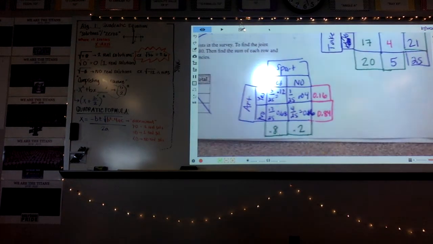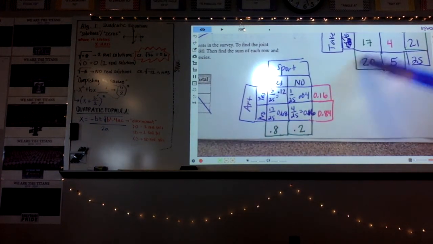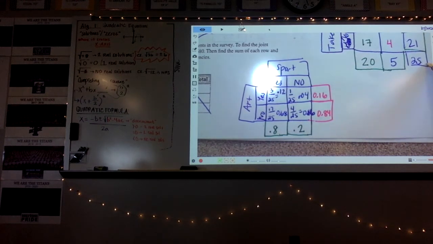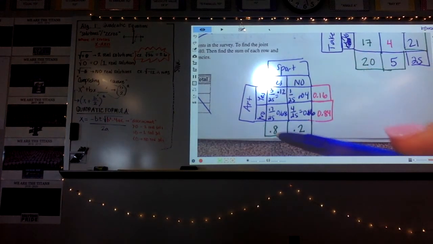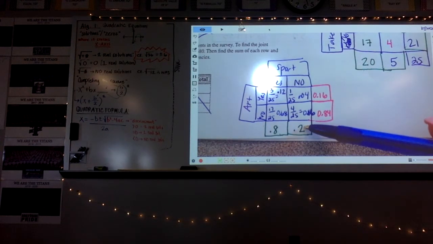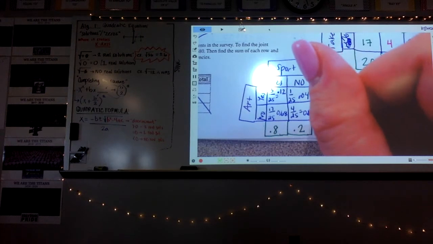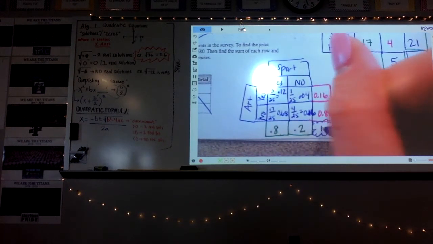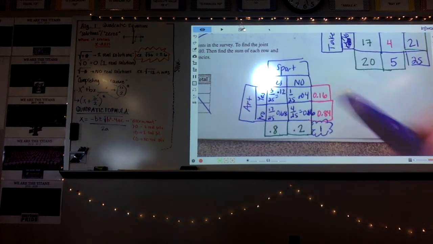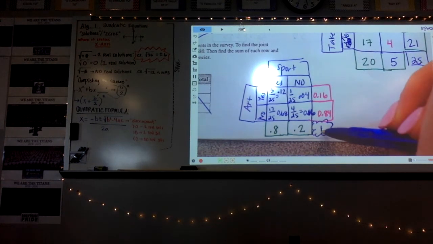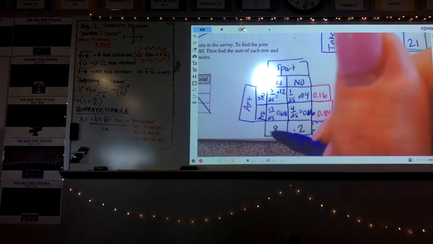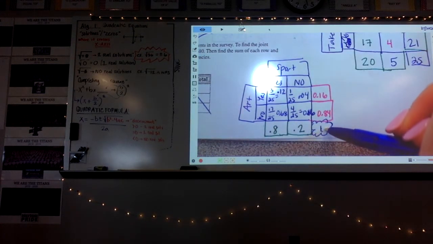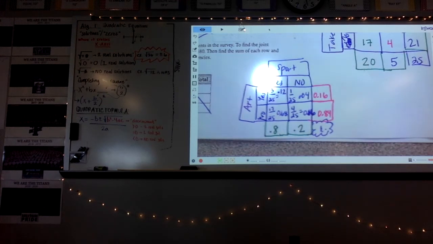Now, I could have also found those percentages by taking the marginal frequency divided by how many surveyors. So I could have done 20 divided by 25 and gotten 0.8, 5 divided by 25 and gotten 0.2, and so on and so forth. All you need to know, though, is that this final number right here in this corner should always be 100%. If you add together 0.16 plus 0.84, you should get 1. If you add 0.8 plus 0.2, you should get 1, because that's 100% of the people. That's the only difference. We have some decimals now. I'm going to do one more example.